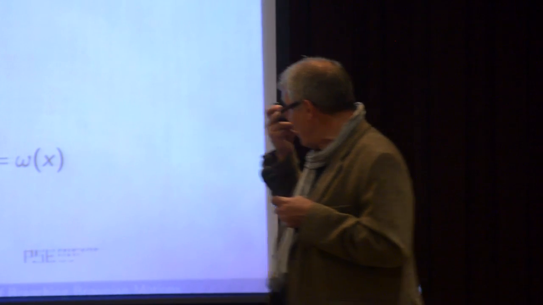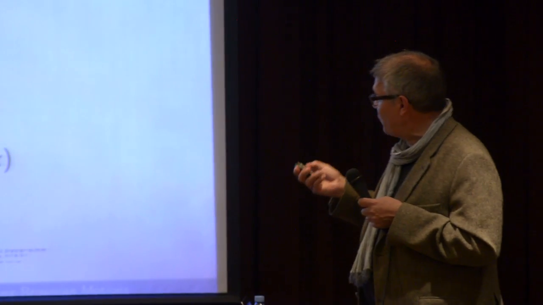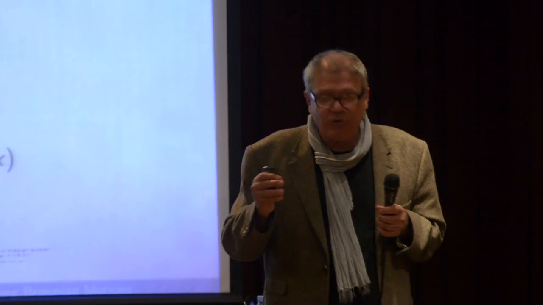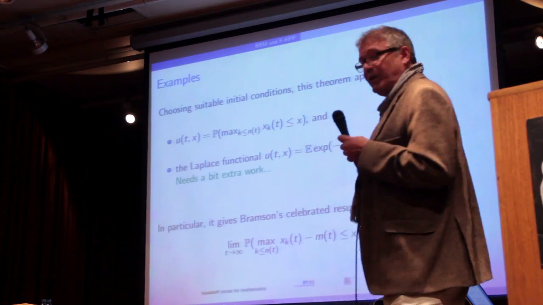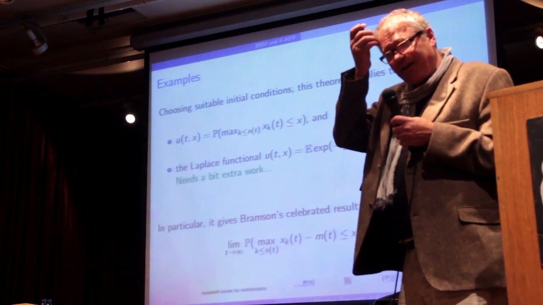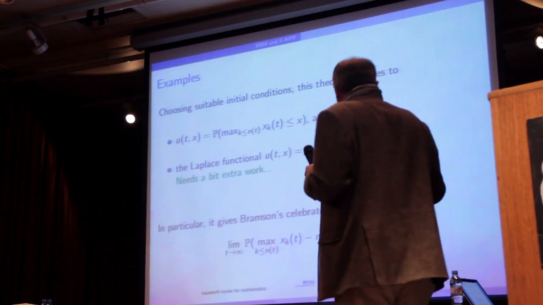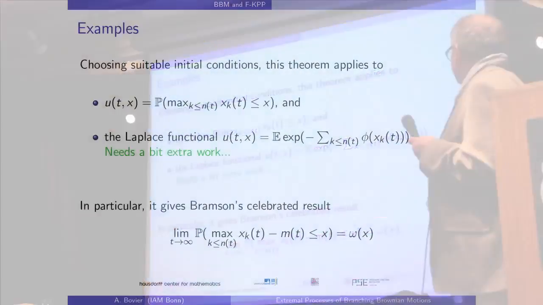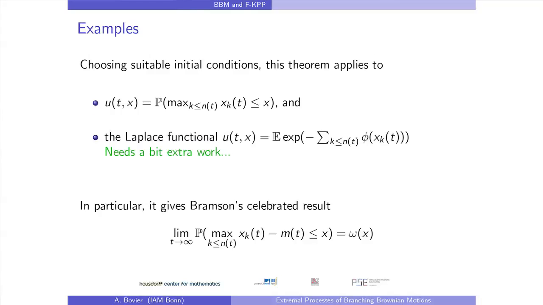And then there is also the case of the Laplace functionals. They also have in principle this form. There's a slight issue here that needs a little bit more work because we don't have the right behavior at infinity. But that turns out to be not so important. And then, of course, this gave this celebrated result that Bramson got, that gave us a u of t in the case of branching Brownian motion.